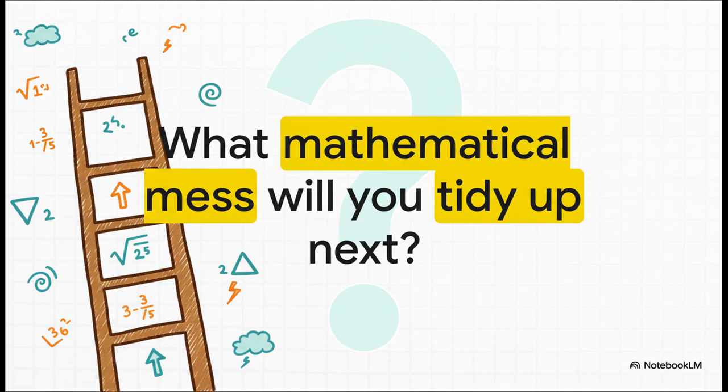So there we have it. We've climbed the entire ladder. We've seen that what looks like mathematical roadkill is really just a simplified, tidy expression. You now have a complete toolkit for dividing any kind of radical that gets thrown your way. The only question left is, what mathematical mess are you going to go tidy up next?